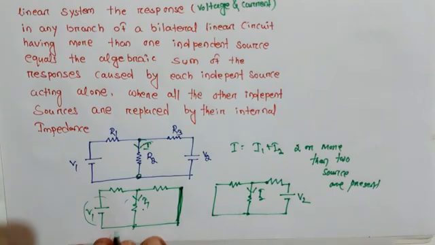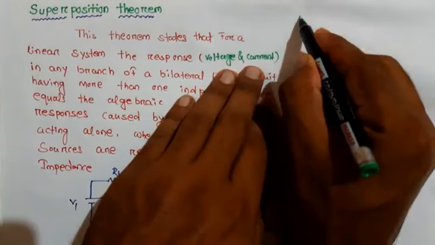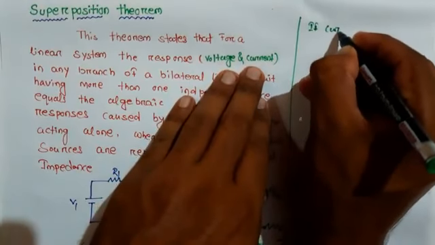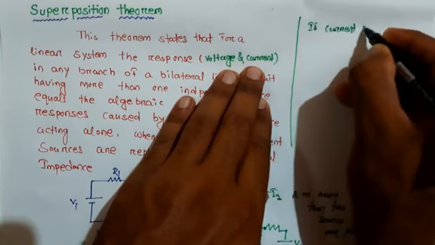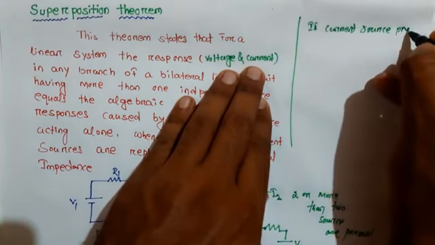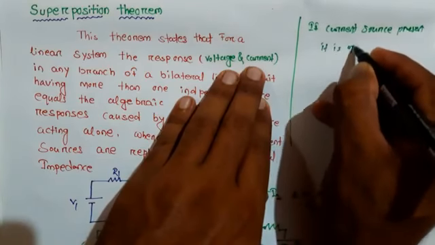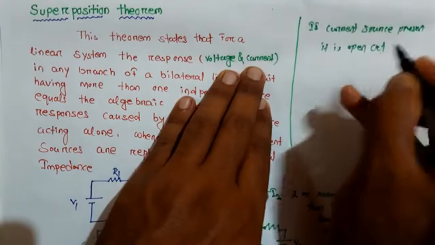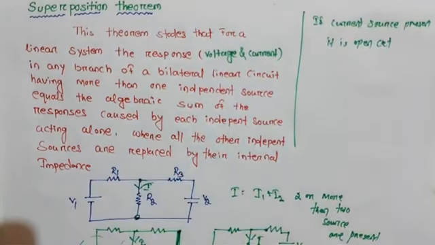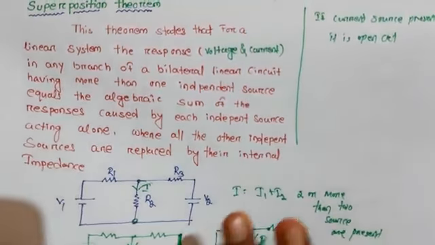If a current source is present, it is open circuited, and if it is a voltage source, then it is short circuited. Let's take an example of how it is proved.